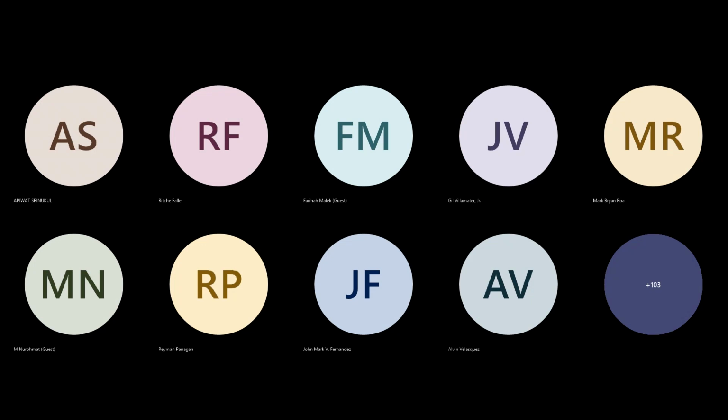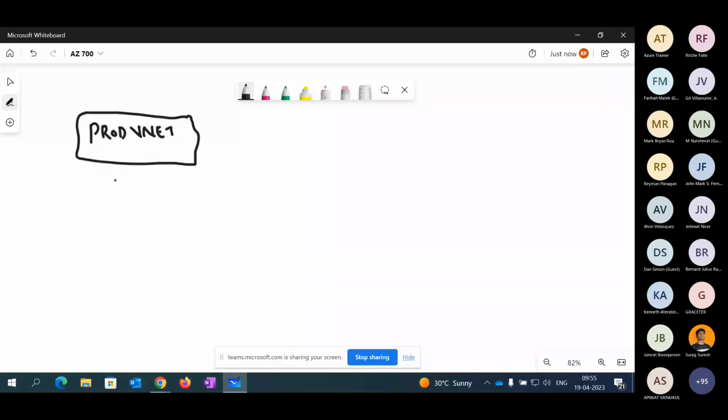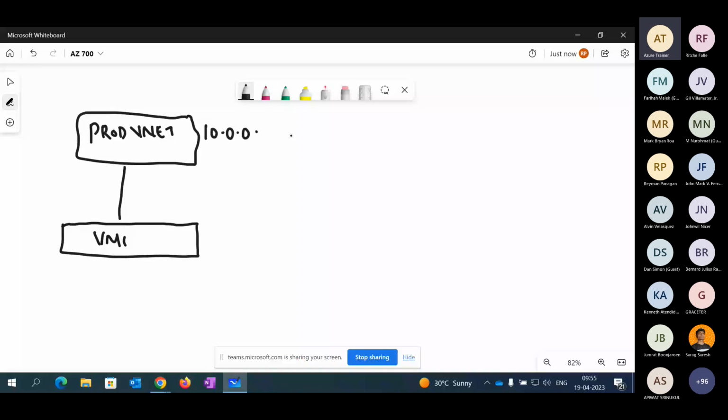let me take you to the whiteboard. Right now we have created a production VNet. In the prod VNet, you have attached a VM. This prod VNet was configured with 10.0.0.0/16. And what is the IP address you received? You got an IP address 10.0.0.4.